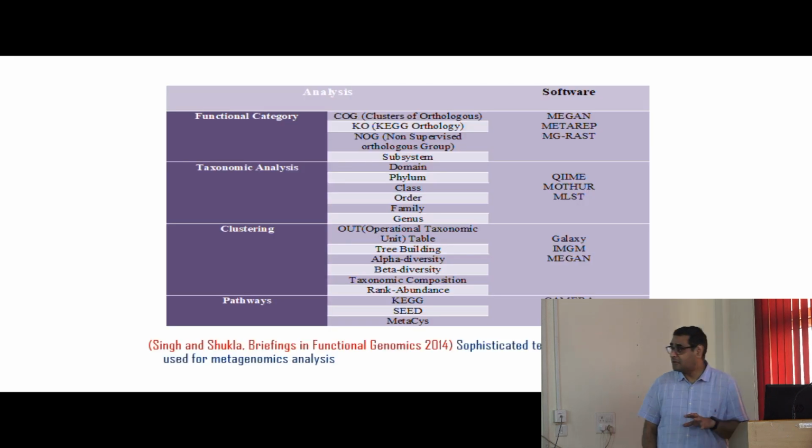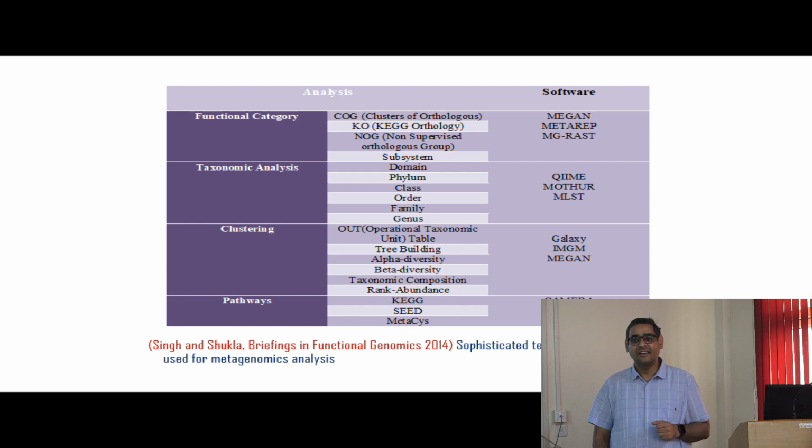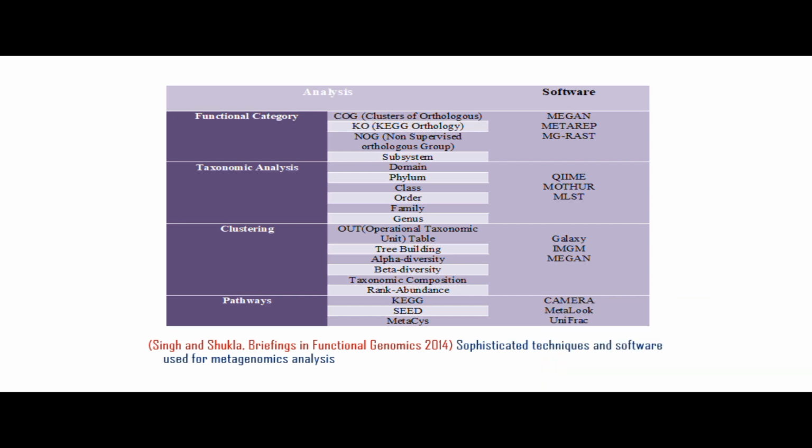Now this is a good tutorial slide, and I think again I will say that most of us don't use these softwares, because they are good software. Some of you use it, some of you don't use it, because some of you don't know about it. These are the software, they do not need any specific license, they are free to use. For functional category, if you want to know the functional category, you can use COG, and MEGAN, MG-RAST, people are using.